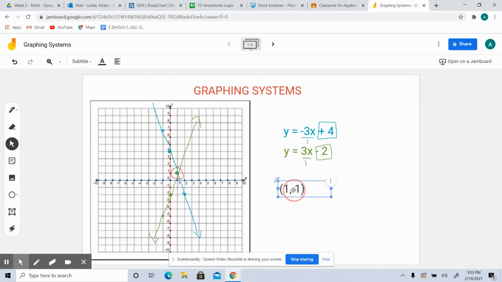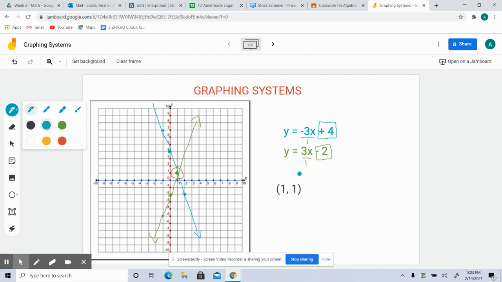If we want to double check that, we can. We go into our blue line, and the y value is 1, so 1 equals -3 times 1 + 4. Simplifying the right side, -3 times 1 is -3, and -3 plus 4 is 1. So that is a true statement.